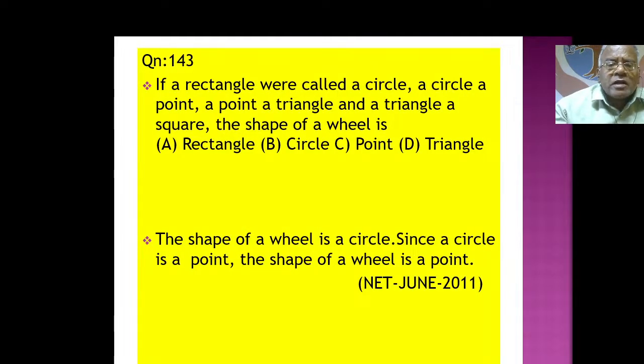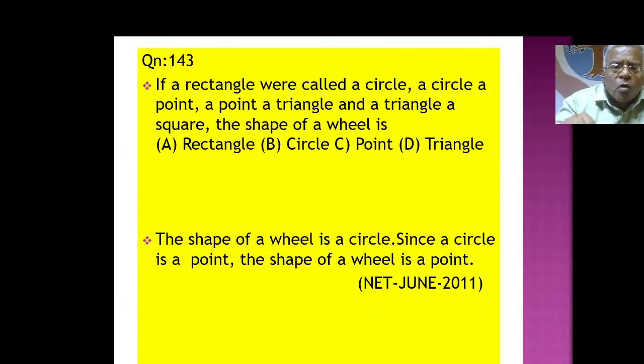If a rectangle were called a circle, a circle a point, a point a triangle, and a triangle a square, the shape of a wheel is: rectangle, circle, point, triangle, they are given. How to find out? I think we are already given the clue. Always go from the question, start from the question. What is the shape of a wheel? Circle. Got the point? So the shape of a wheel is circle.